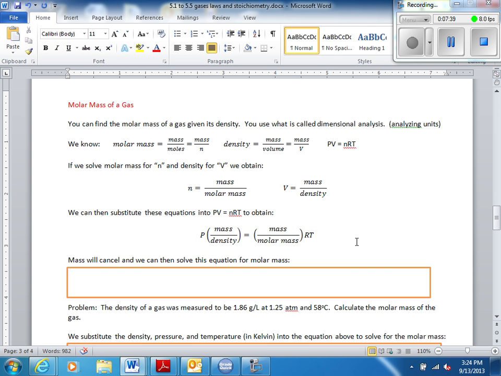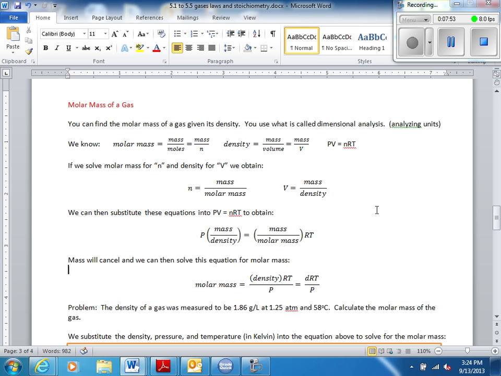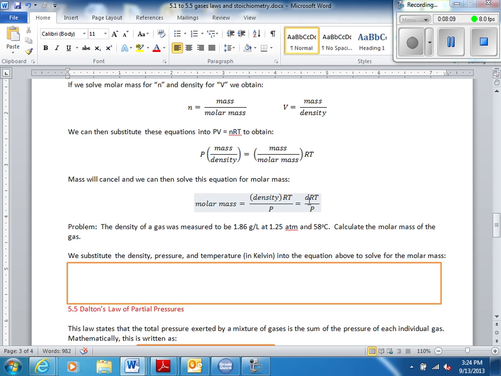Now, I'm going to isolate molar mass. You should be able to do this on your own. So pause your screen and get molar mass on the left side and solve for molar mass. And pause, because here it goes. You get this nice equation. Molar mass is DRT over P, because P is dirty, dirty. Just a mnemonic for memorizing the molar mass equation. Dirty over P, because P is dirty. And that's an equation for molar mass.